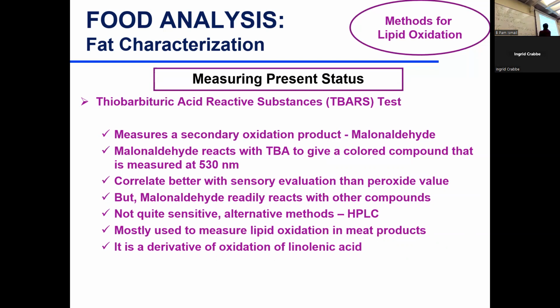So basically, malonyl aldehyde reacts with TBA, thiobarbituric acid, again to give you a chromogen, measure absorption, and it correlates well with sensory evaluation. Because it is not a very sensitive assay, if you have low concentration of linolenic acid and you still want to determine malonyl aldehyde, often use HPLC.